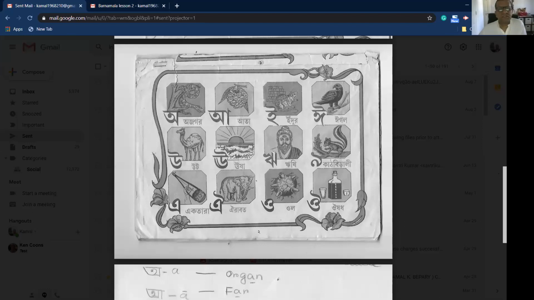Govinda. No. Yeah, but the Bengali name is Ektara. Ektara starts with A. This one starts with OE. And what is in the picture?